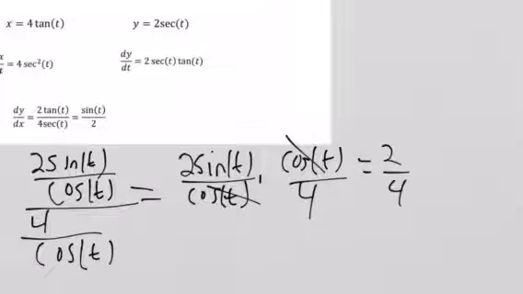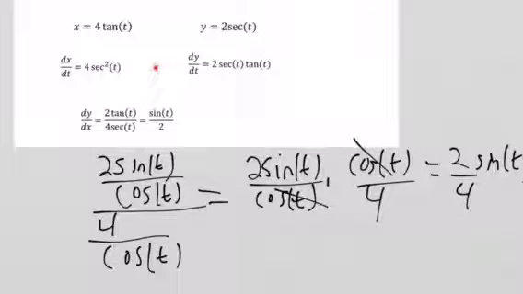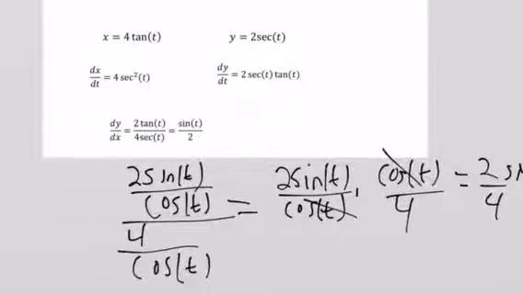2 over 4 sine t. Right? Well, 2 over 4 sine t is just going to simplify to sine t over 2. So dy/dx for this curve is sine t over 2.